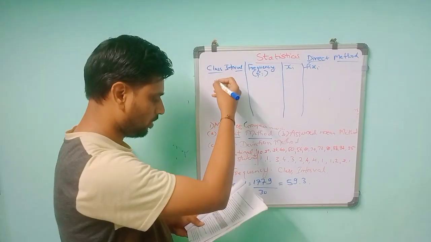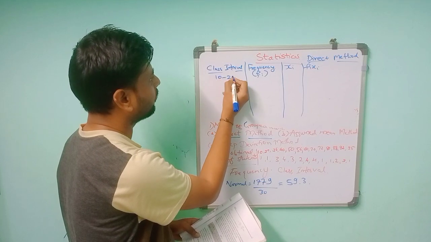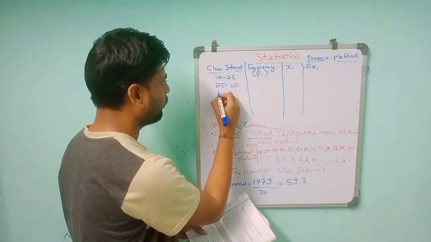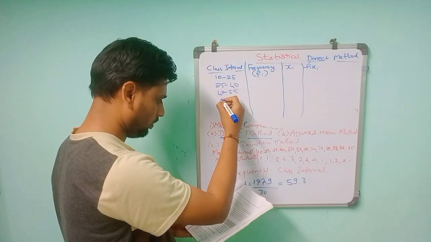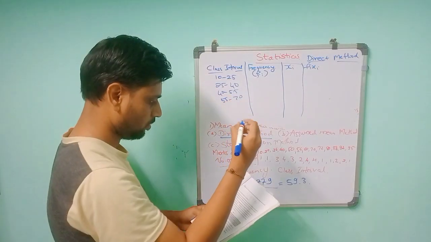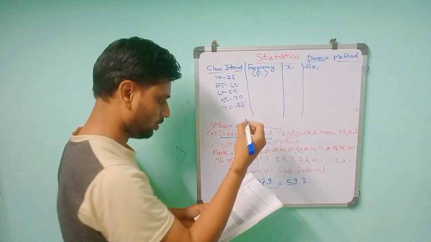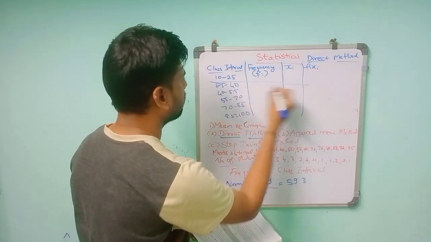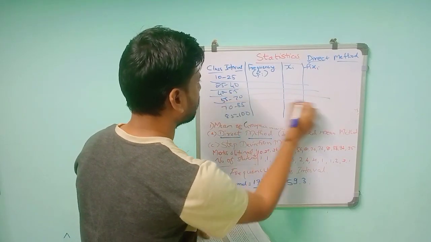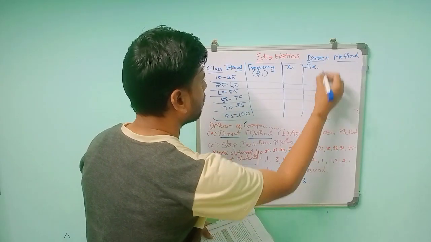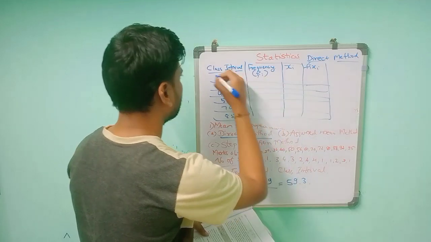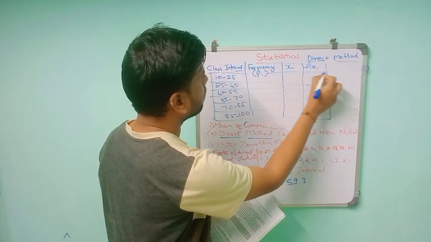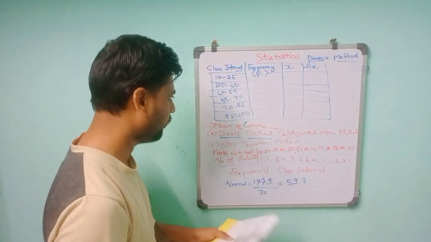Class interval means 10 to 25, like that, 25 to 40, then 40 to 55, then 55 to 70, 70 to 85, and 85 to 100. So first they have given 10 to 25. If you see the values here, 10 to 25.